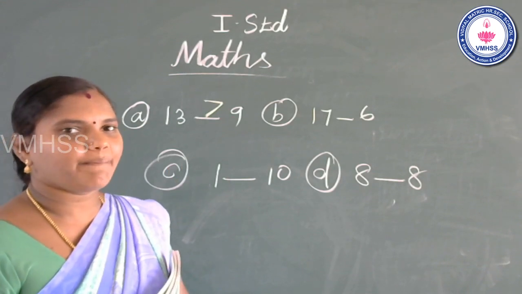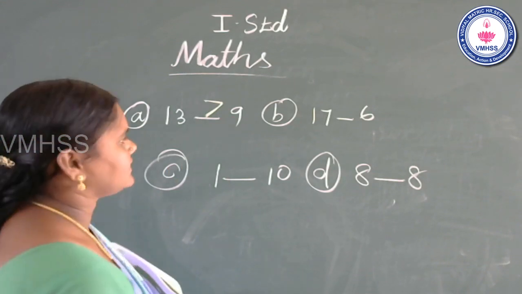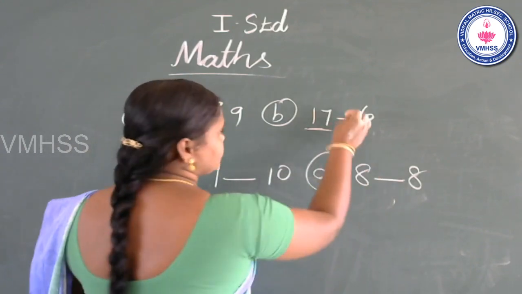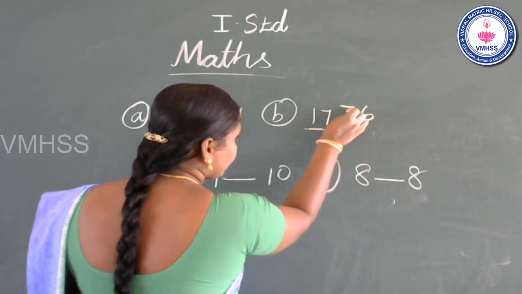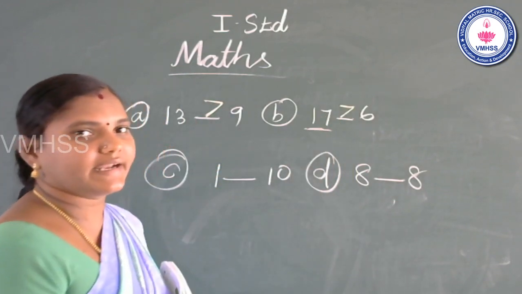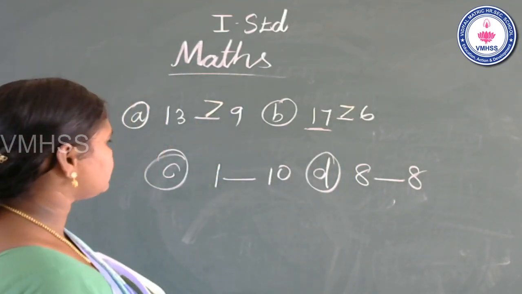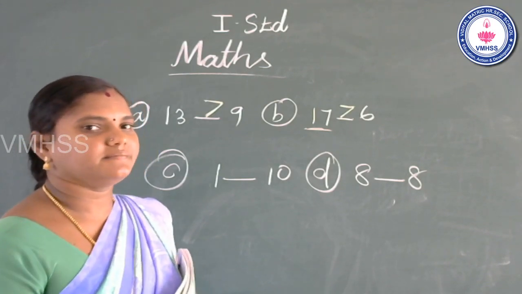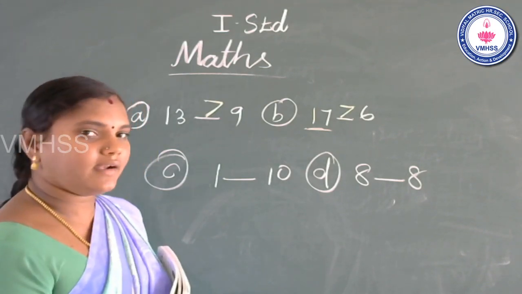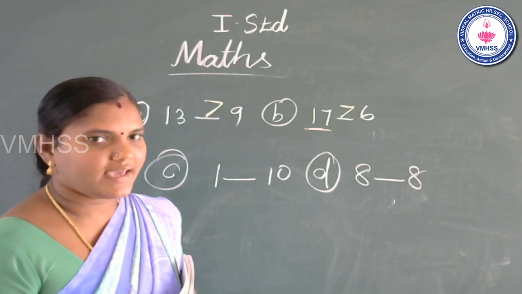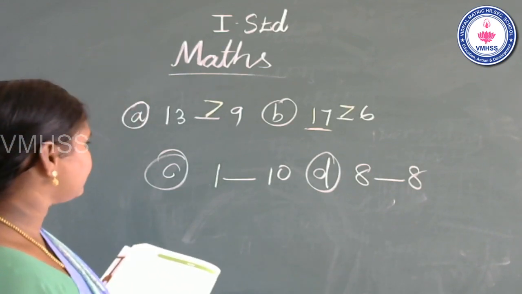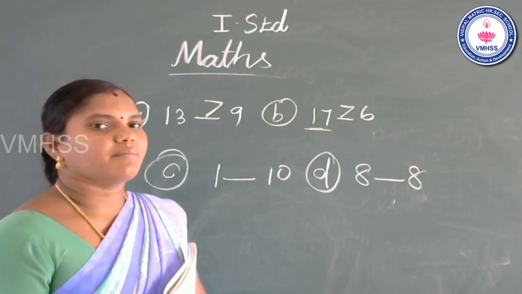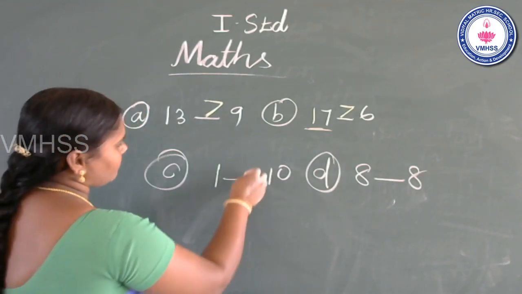Which one is the bigger number? Yes, 17 is a bigger number. Greater than symbol. Next one. 1 or 10? Yes, 10 is a bigger number.